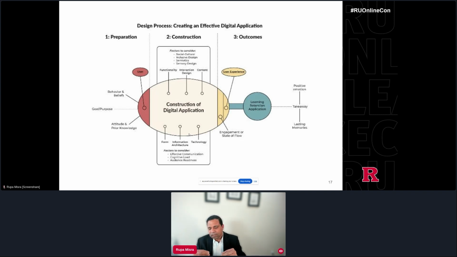So when we are designing a digital application, we have to think about the content that is appropriate. We have to think about the technology. We have to think about information architecture. That is one of the things in this whole scheme of things. We have to think about the form, functionality, interaction design, and there are other factors as well, for example, social, cultural. We have to think about inclusive design, semiotics, sensory design, type of communication, all kinds of things. That is only half the story.